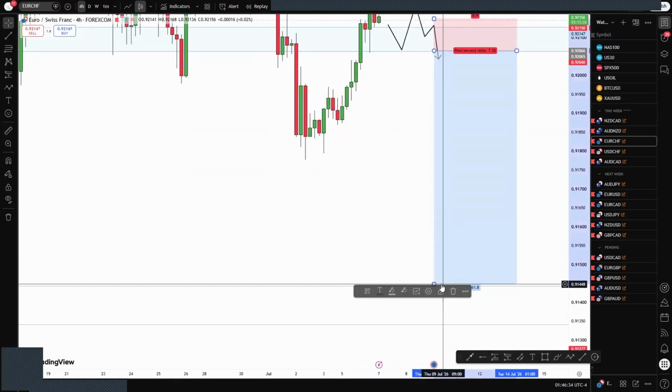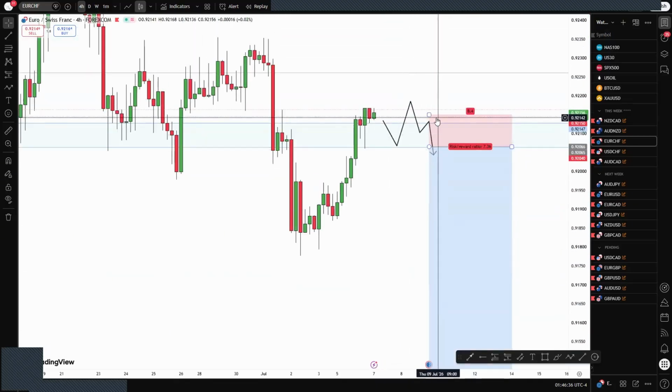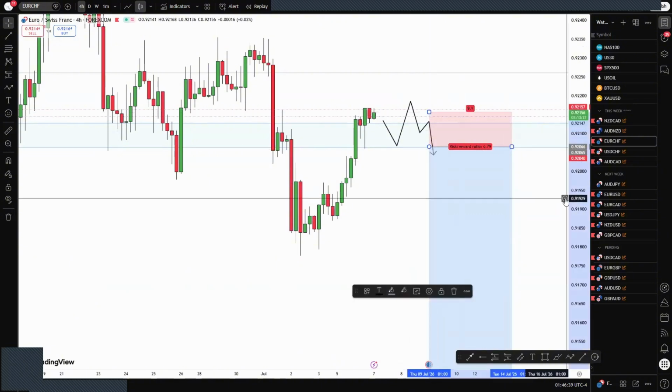It's a very long trade, though. Just need to be careful with it. It's a very good trade.